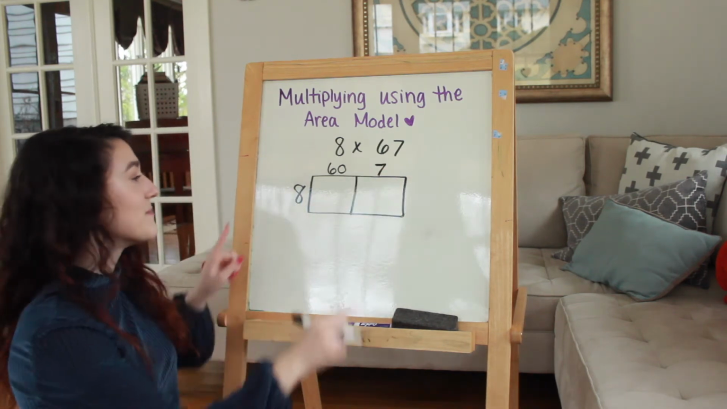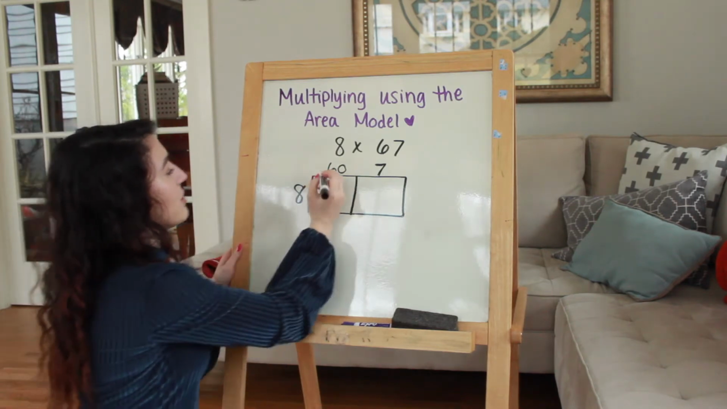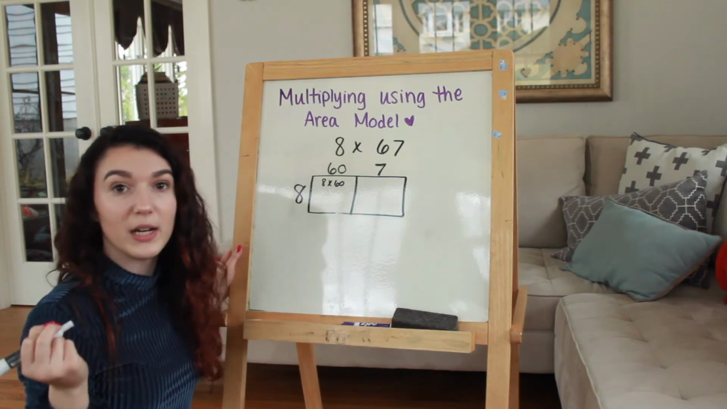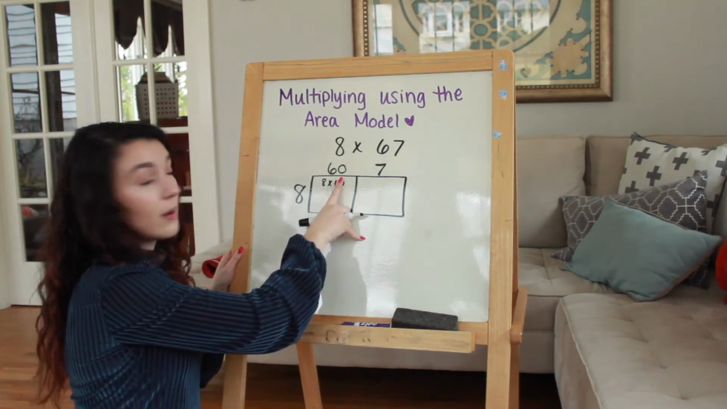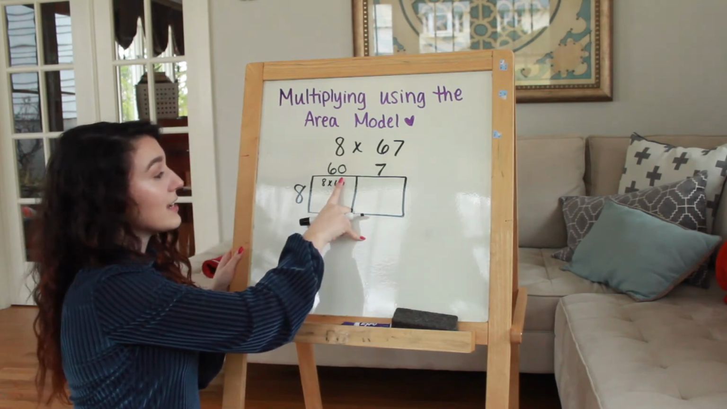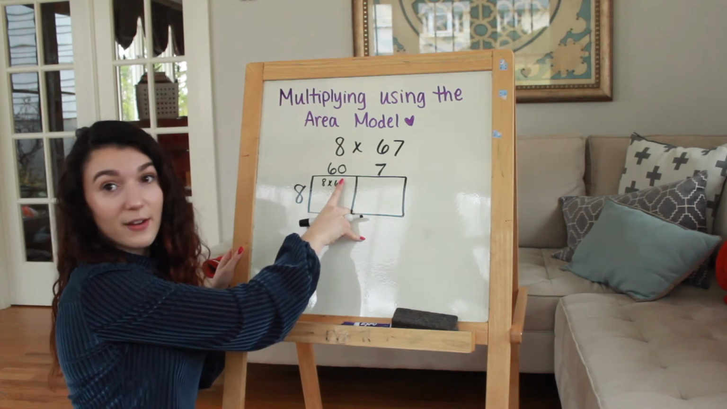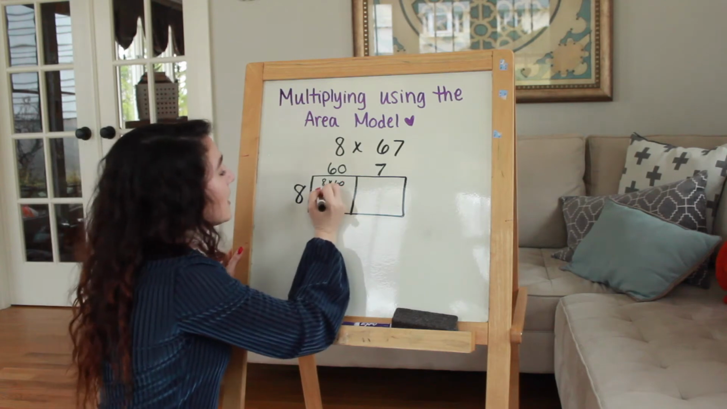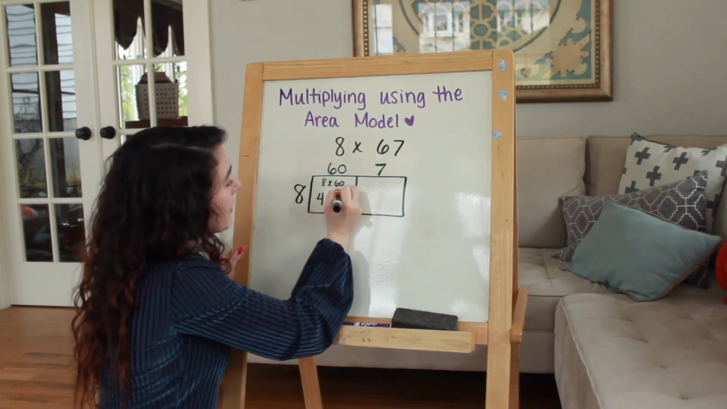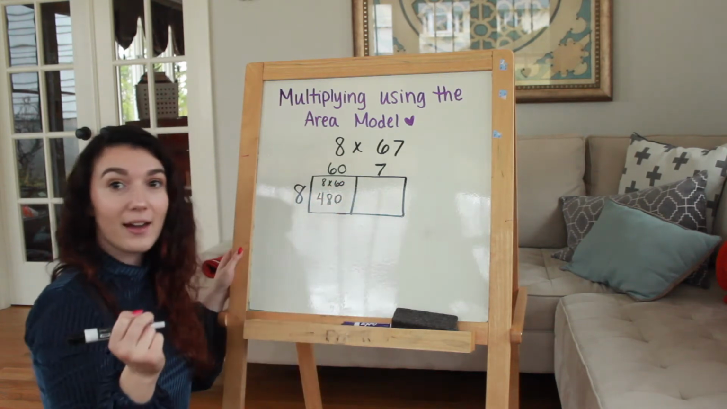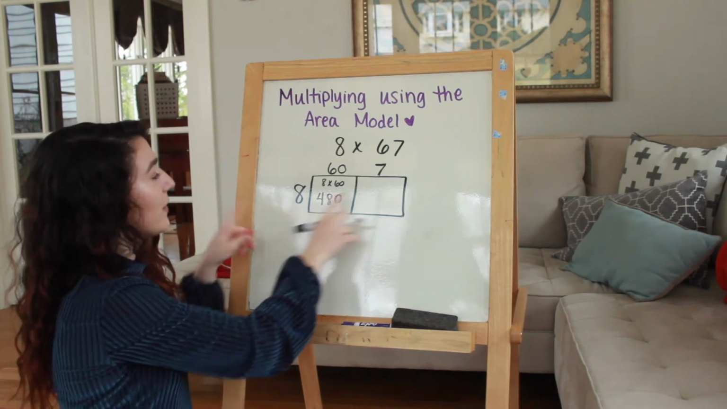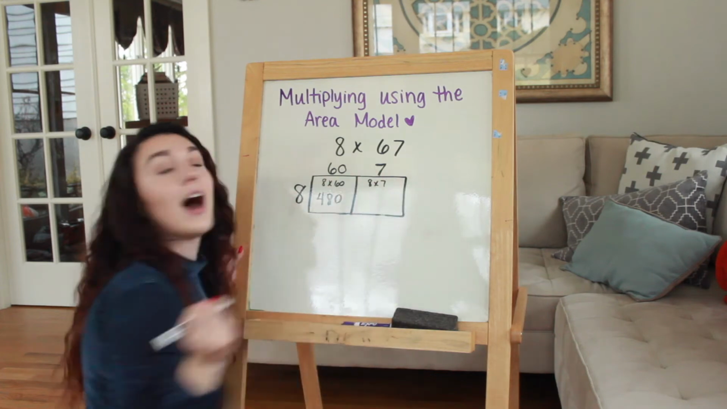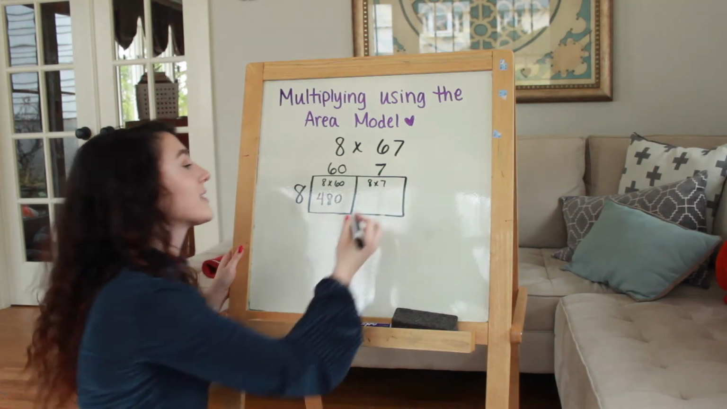All right. Now we're going to do the inside. I need to do 8 times 60. Oh gosh, big number again. I'm going to cover up my 0. I know that 8 times 6 is 48. That's my favorite one because I always remember it is 6 times 8 is 48. So I'm going to put 48 here, and then I'm going to add my 0 back. Okay? Now I need to do 8 times 7. I know that 8 times 7 is 56.